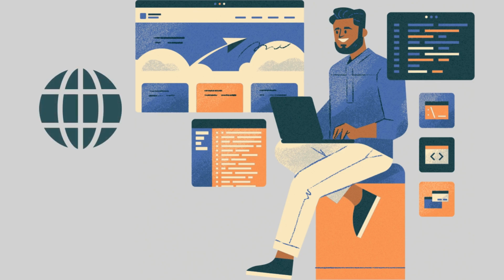Whether you are looking to build a personal website, launch an online portfolio, or simply understand the language that powers the web, this course will provide you with the fundamental knowledge you need. So let's dive in and explore the world of HTML tags together.